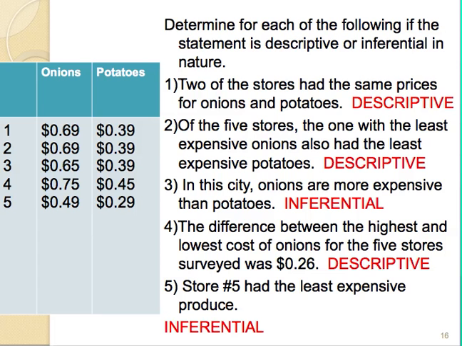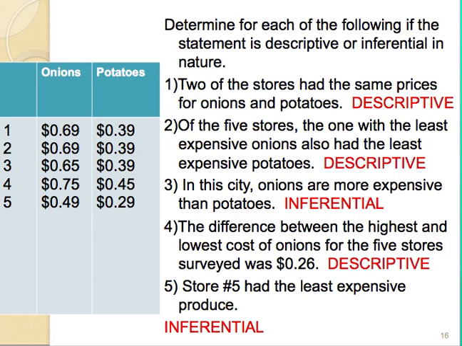Number 2, of the 5 stores, the one with the least expensive onions also had the least expensive potatoes. Okay, and that's store number 5. And here we're just talking about the 5 stores. So we haven't made any generalizations. So this is descriptive.